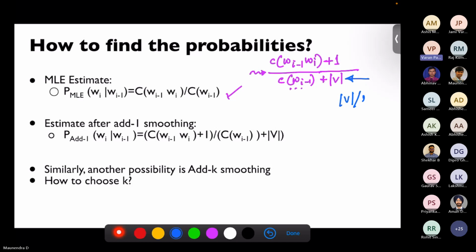Sir, is it to ensure that the sum of all the probabilities is 1? Yes, yes.